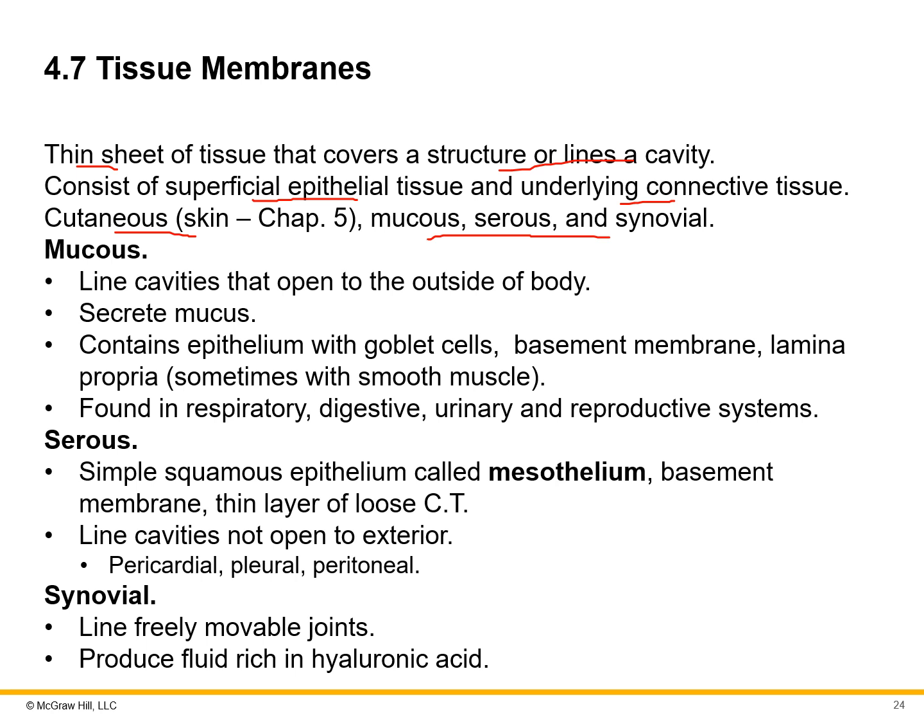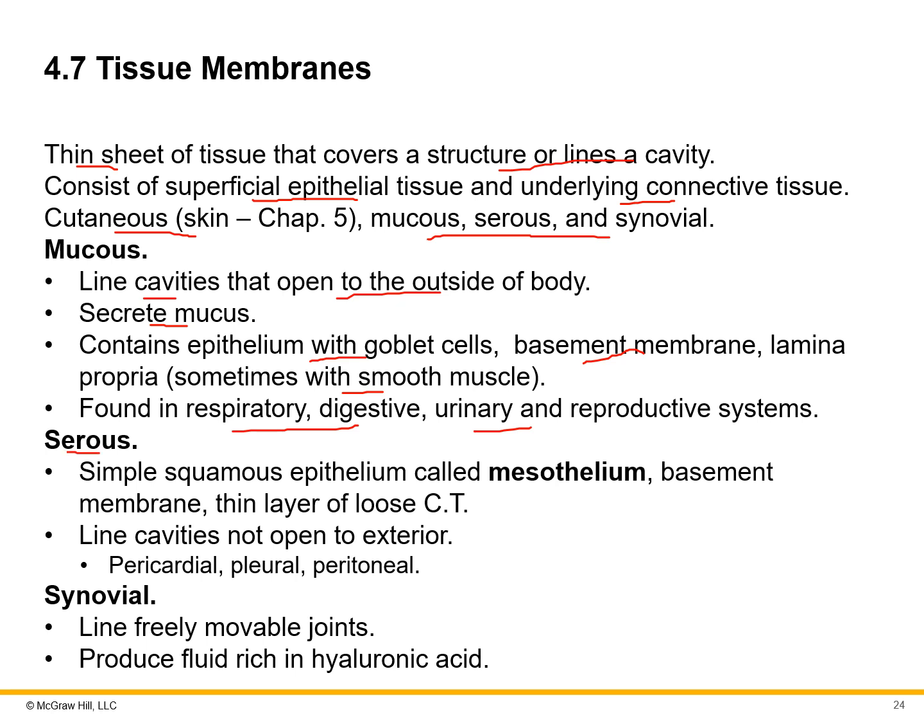So again, we'll cover more about the cutaneous in the next chapter, but going ahead and hitting here on the mucous membrane. So these are going to line cavities that open to the outside, and as the name implies, they secrete mucus. So those are going to have epithelium with goblet cells to make that mucus, again, a basement membrane to allow them to attach, and then a lamina propria, which sometimes can also have some smooth muscle. And we find these again in the openings, so like our respiratory tract, digestive, urinary, and reproductive systems.